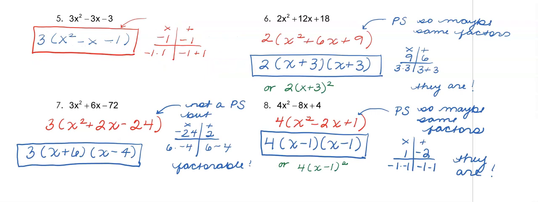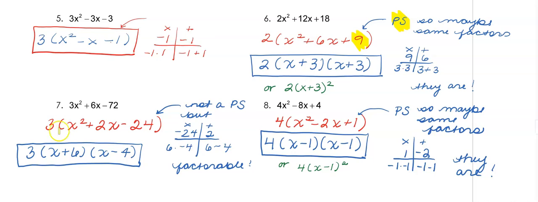Okay, for number 6, you start with the GCF. If you look at it, after you pull out the 2, you could see that 9 is a perfect square. So it could possibly be that the binomial factors are the same. I checked it with the T-chart. I noticed it was a perfect square trinomial. Remember, you could leave it expanded or you could put it together.